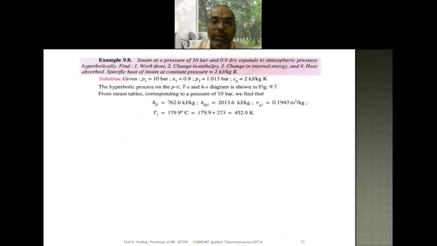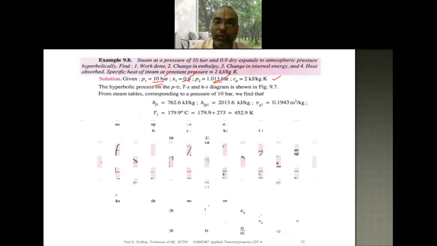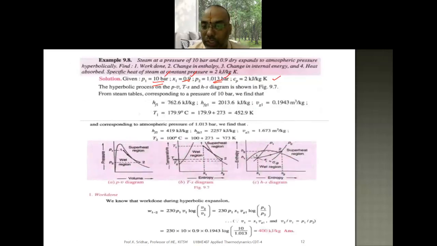He has given steam at a pressure of 10 bar, so P1 is equivalent to 10 bar, and the dryness fraction value is X1 equal to 0.9. Next, the hyperbolic expansion process is taking place up to atmospheric pressure, so it is 1.01235 bar, and the Cp value is given as 2 kilojoules per kg Kelvin. So go to the steam tables or go to the HS diagram. Locate in a similar manner the point number 1 as well as the point number 2. So find out the values of H1, H2, S1 and S2.